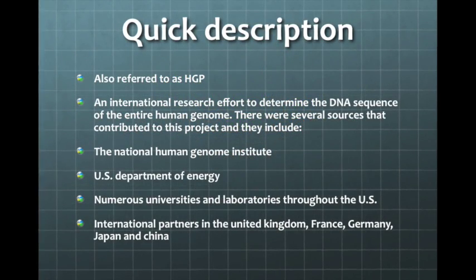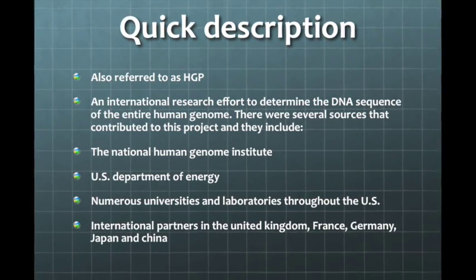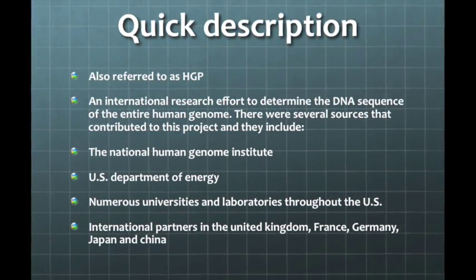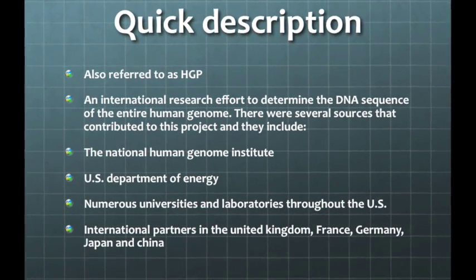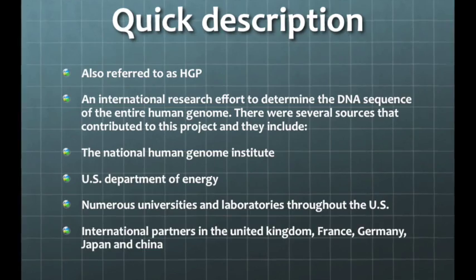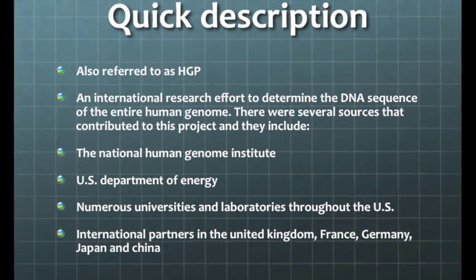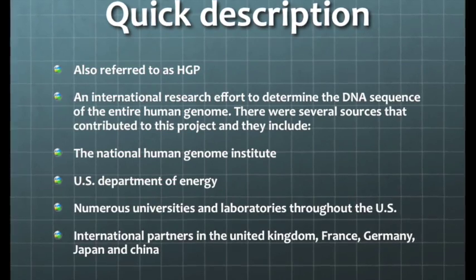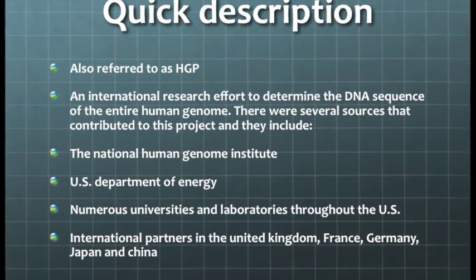The Human Genome Project, also referred to as HGP, is an international research effort to determine the DNA sequence of the entire human genome. There were several sources that contributed to this project, and they include the National Human Genome Institute, the US Department of Energy, numerous universities and labs throughout the US, and international partners in the United Kingdom, France, Germany, Japan, and China.